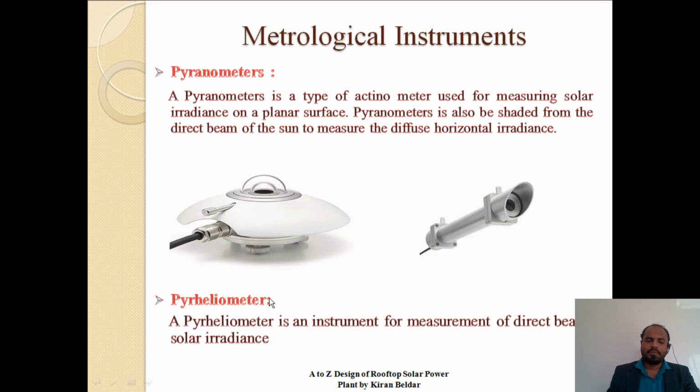The next is the pyrheliometer. A pyrheliometer is an instrument for measurement of direct beam solar irradiance. When we want to implant a solar power plant at a particular site, we want to measure the direct beam of solar irradiance falling over a solar panel. At that time we use the pyrheliometer instrument.